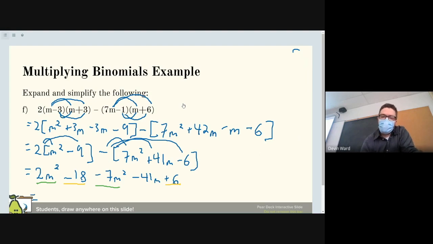Okay, so it'll be equal to 2m squared minus 7m squared, just m squared, and then 2 minus 7 is minus 5. Put the negative 41m next, because we kind of ordered them by decreasing order of exponent, okay? We put the squared first, then the ones with 1, then the constant. Which in this case is negative 18 plus 6, which would be minus 12.